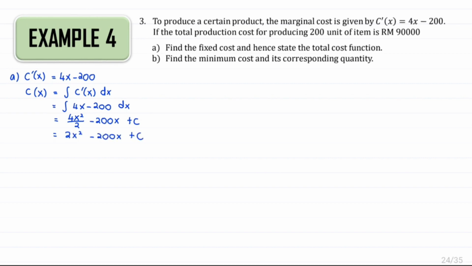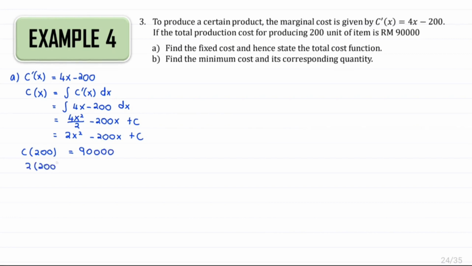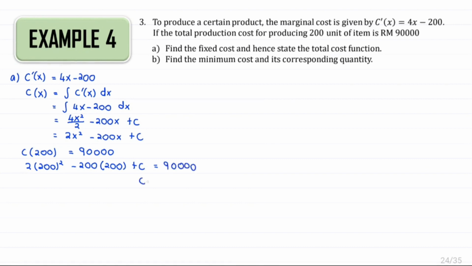To find C, we have the information that the cost of producing 200 units is 90,000. So C(200) equals 90,000. So we substitute x equals 200 and set it equal to 90,000. Then we solve, we get C is 50,000.